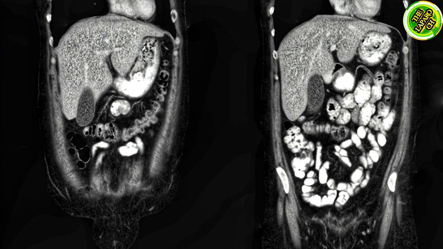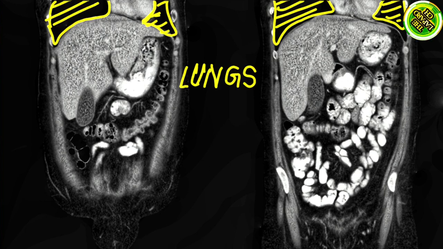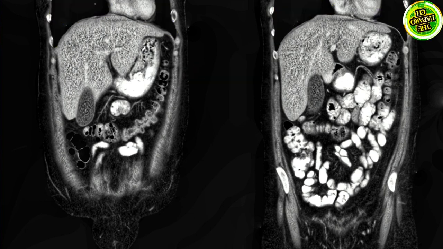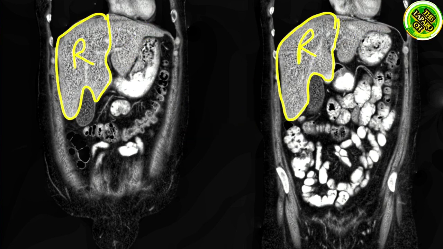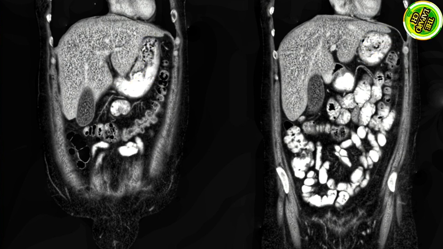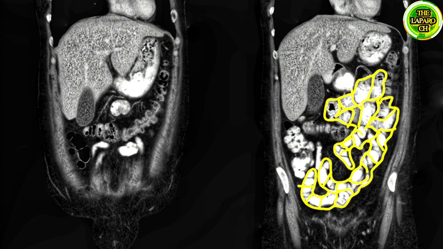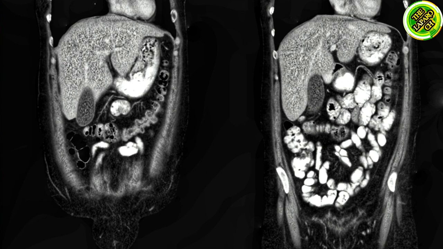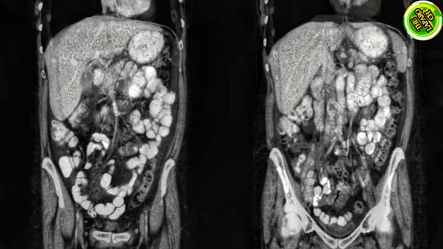Here we can see lungs, heart, liver, its right lobe, its left lobe, gallbladder is also visible. We can see the stomach. It is partially filled with air and partially filled with contrast. The small gut loops are seen. All are filled with the contrast. Mesentery can also be seen.